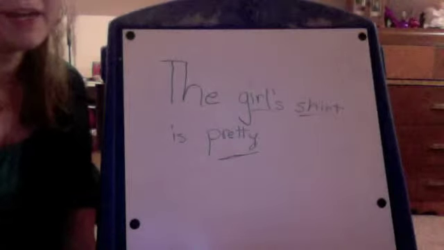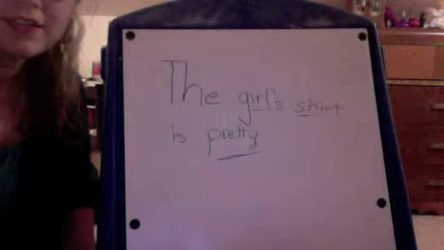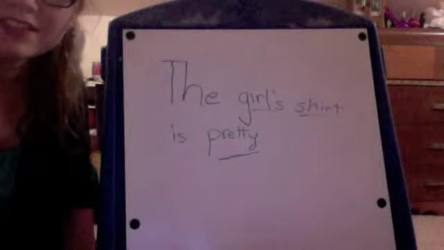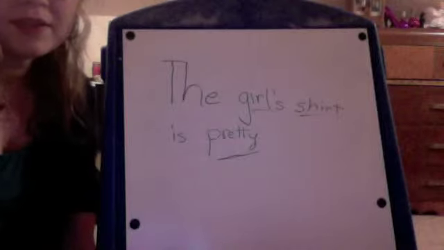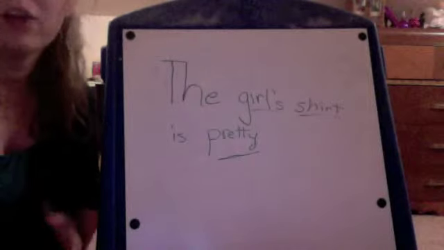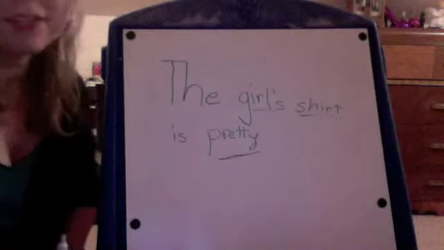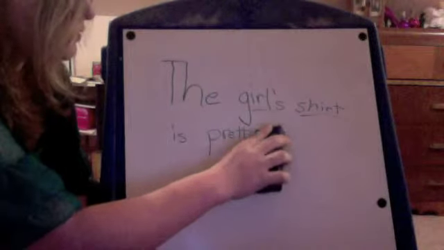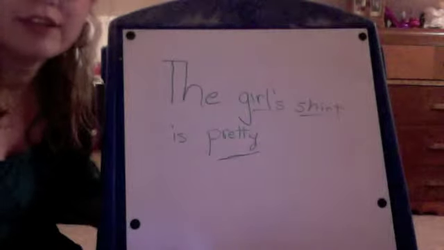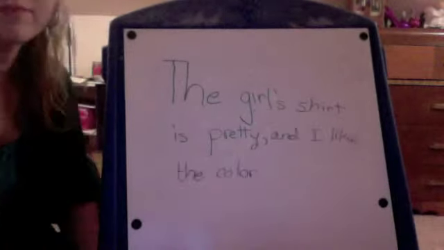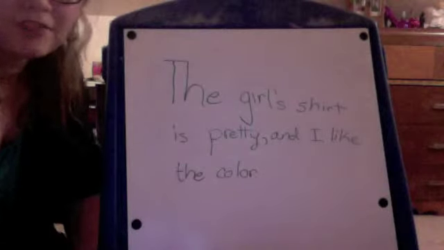There are many different types of sentences. There's simple sentences, compound sentences, and then you can have runoff sentences, which basically means you put too many compound sentences together. A compound sentence, let's just take this as an example, is two ideas put together, two sentences put together. The girl's shirt is pretty, and I like the color.